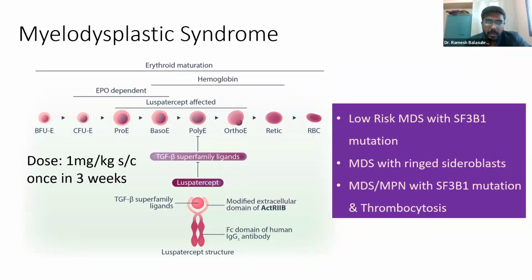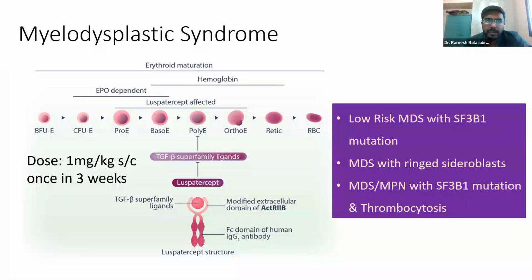One is the Fc domain of the IgG antibody, and on top of it you have the domain which traps the activin receptors of the TGF beta superfamily. So it basically traps the TGF beta ligand and inhibits it, so that the inhibitory signal is blocked, and it helps in the production of RBCs. Unlike erythropoietin, which acts in the early erythropoiesis, this acts at a later point of erythropoiesis. As you can see, this promotes the proliferation from the polychromatophilic erythroblast.